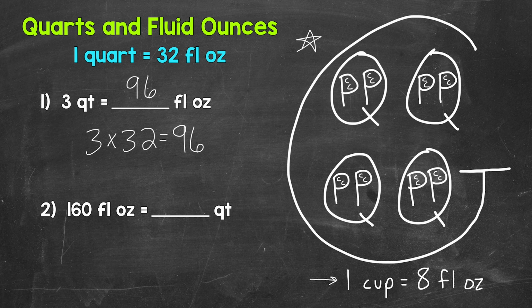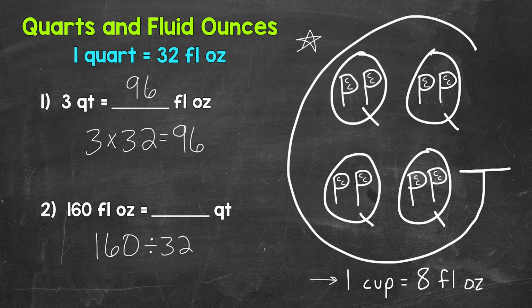Let's move on to number 2, where we have 160 fluid ounces equals how many quarts? So we're converting from fluid ounces to quarts here. Well, each group of 32 fluid ounces equals a quart. So how many groups of 32 fluid ounces in 160 fluid ounces? So we need to divide here. We need to do 160 divided by 32. So when we go from fluid ounces to quarts, we divide by 32.